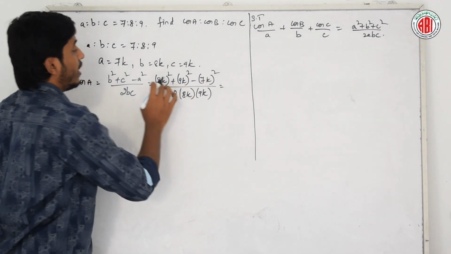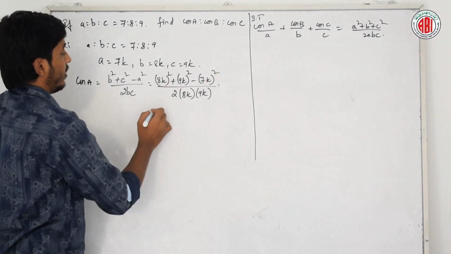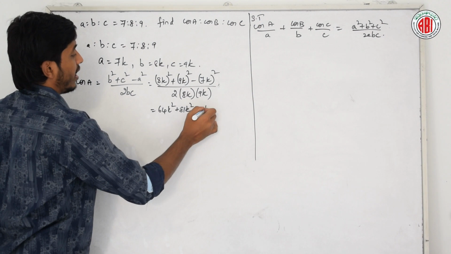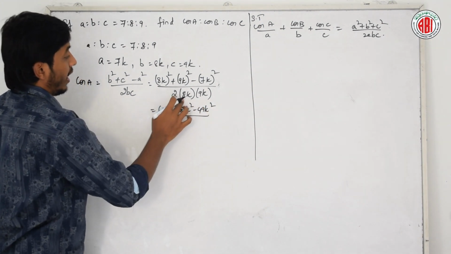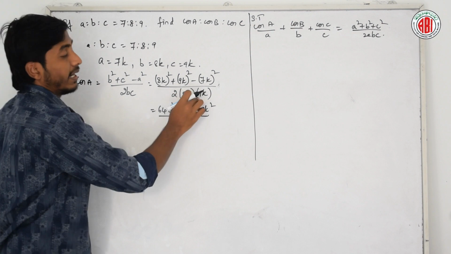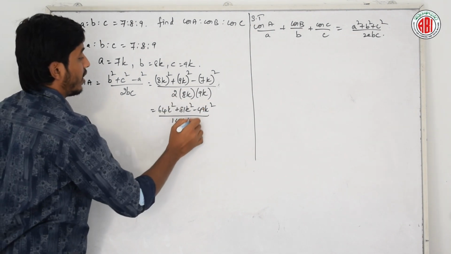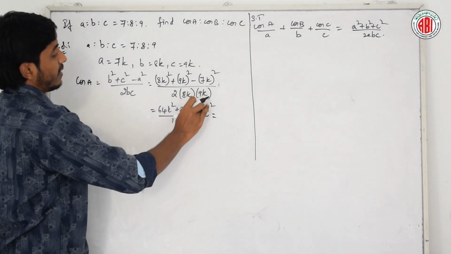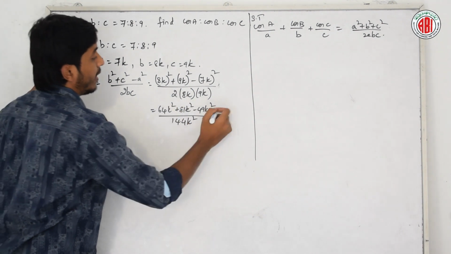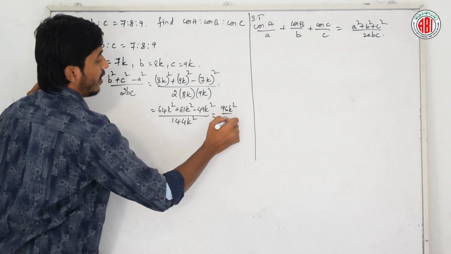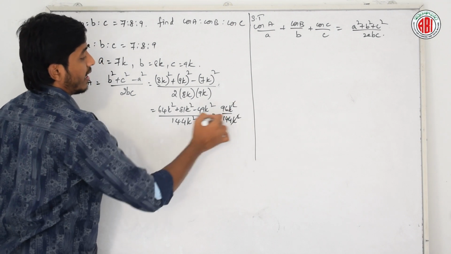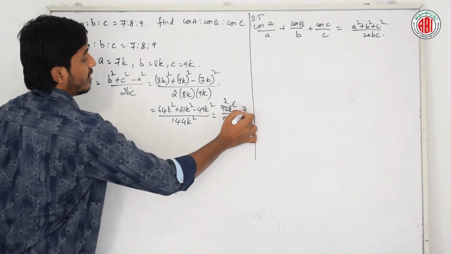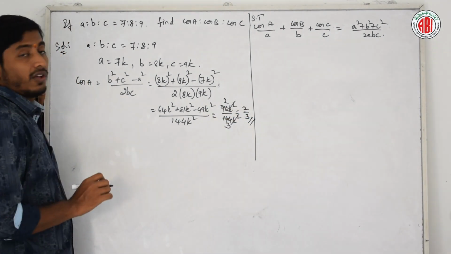Now just tell me, 8k square is, let us write it here. Here it is 64k square, 81k square minus 49k square divided by 8 into 9 into 2. 8 9s are 72, 72 2s are 144k square, that is equal to 64 plus 81, or else 64 minus 49, how much is it? 15. 15 plus 81 is 96k square by 144k square. K square will get cancelled. I will get it as how much? 48 2s and 48 3s. This will be 2 by 3. There is the value of cos A.